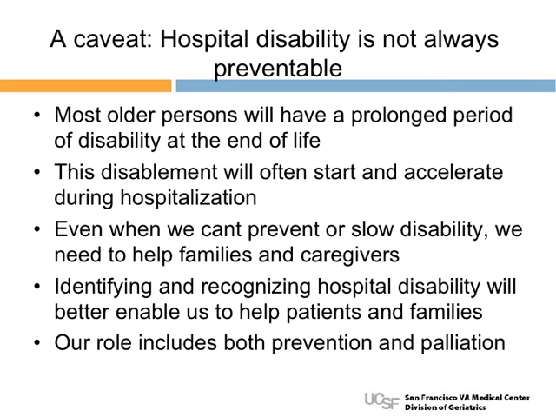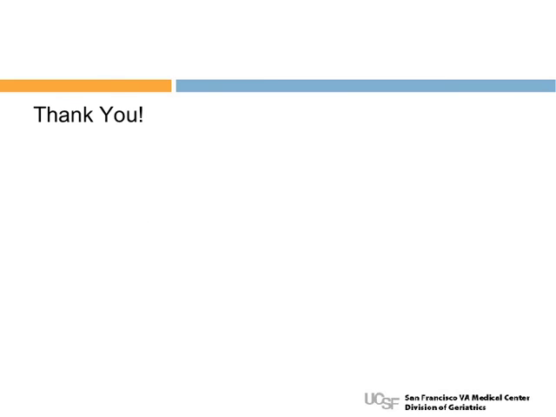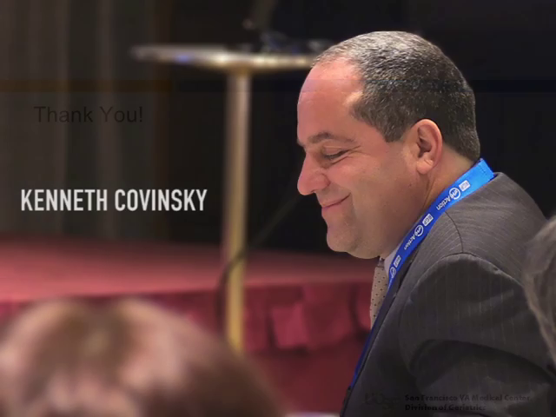I think with that, I'm going to close. And let me summarize a few key points. Many older persons develop new disability during hospitalization. Disability has a poor prognosis and it's often permanent. Hospital processes often contribute to the development of disability, and better models of hospital care, such as the models that all of you are developing, can reduce the risk of disability.